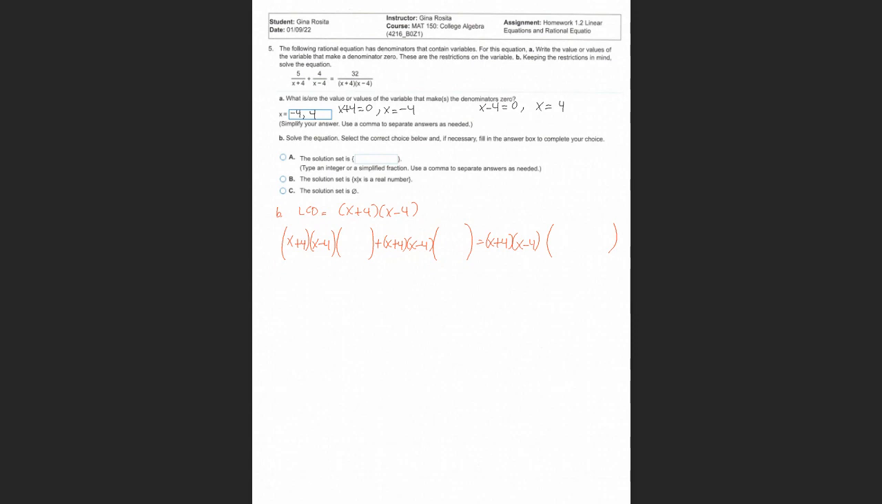Now we just copy the problem: 5 over x plus 4, and this is 4 over x minus 4, equal 32 over x plus 4 times x minus 4. Now cancel, cancel. This cancels, becomes 1. So we can copy 1 times 5 becomes 5 times x minus 4. This x minus 4 cancels, becomes 1. So the answer is plus 1 times 4 is 4 times x plus 4. Equal: this cancels, becomes 1, 1 times 1 is 1, 1 times 32 is 32.